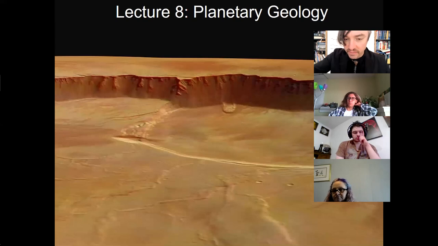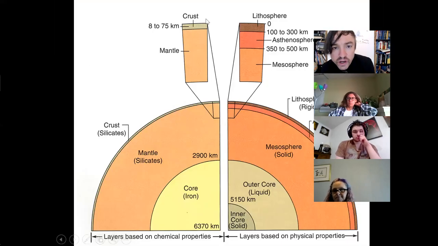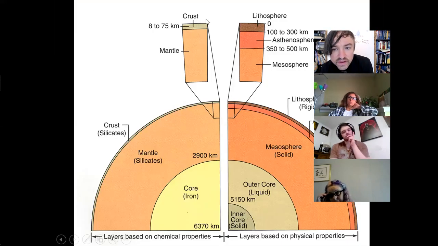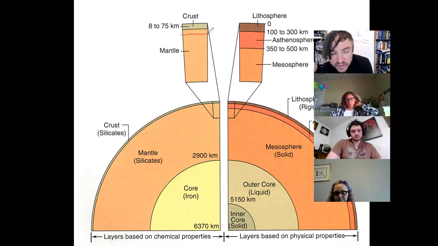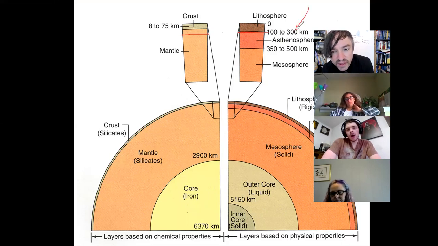Let's go to slide 20. You'll notice that Earth's lithosphere extends quite a bit deeper than the crust. Whereas the crust, the outer silicate rock layer, can vary from 8 to 80 kilometers, Earth's lithosphere extends deeper, a little bit into the mantle where the densities change, and the frozen brittle outer layer is anywhere from 100 to 300 kilometers. Where do you think the lithosphere would be the thickest?